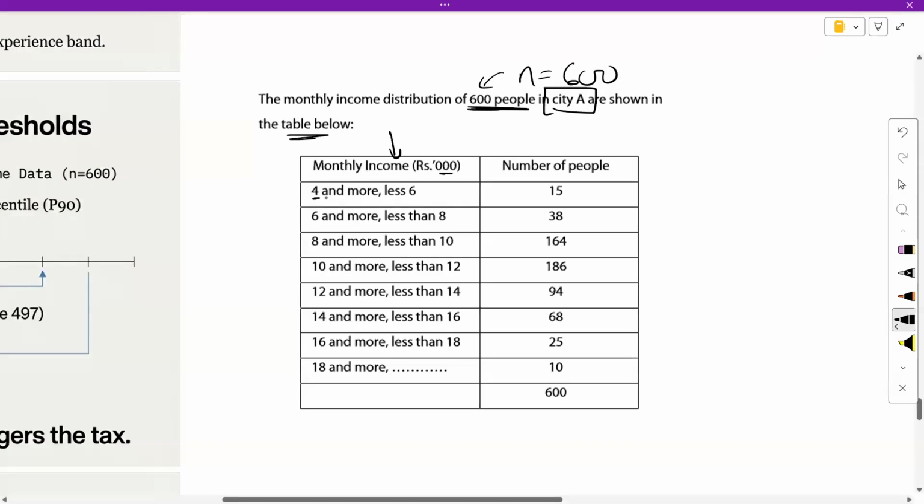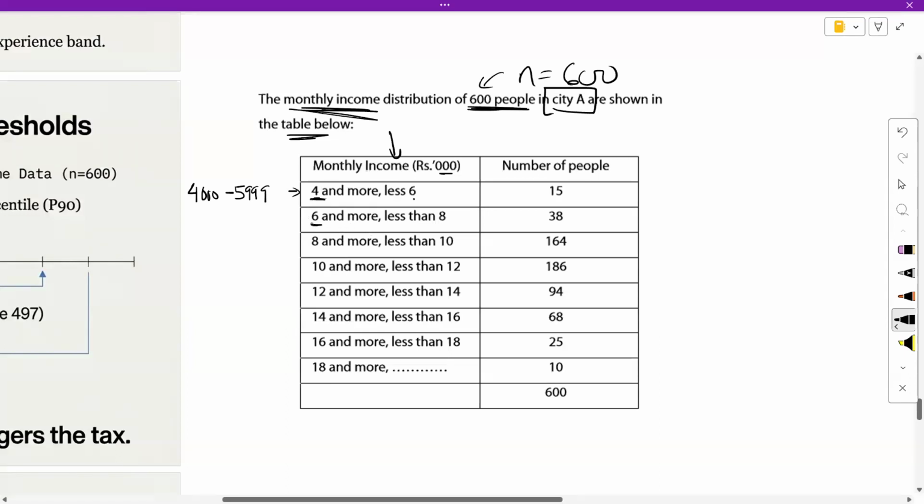4,000 income, right? This is a monthly income. 4,000 rupees and less than 6,000. Actually, it means the lower boundary is 4,000, right? 4,000 to 5,999.